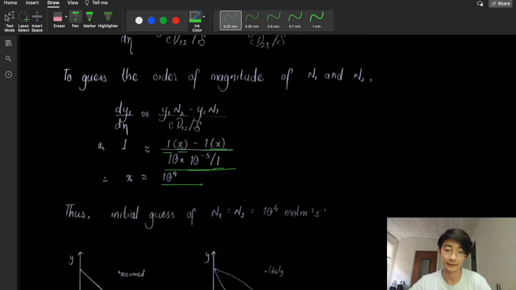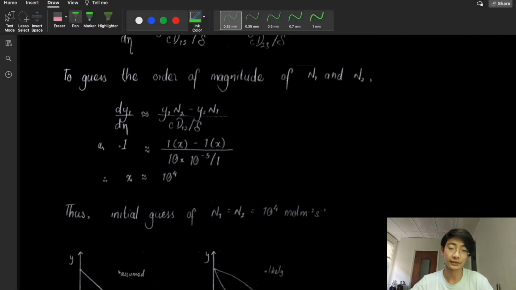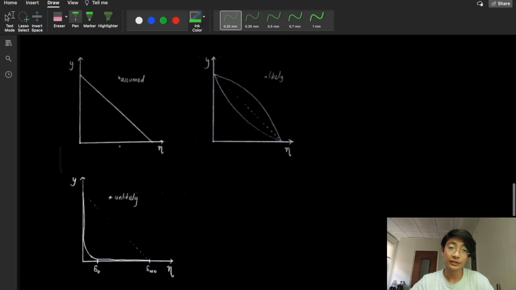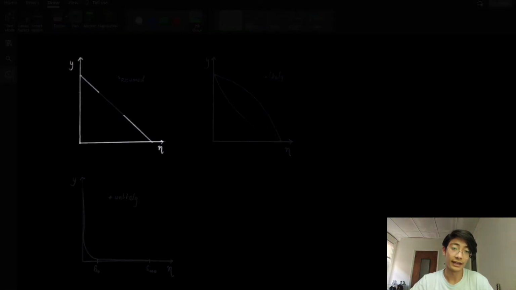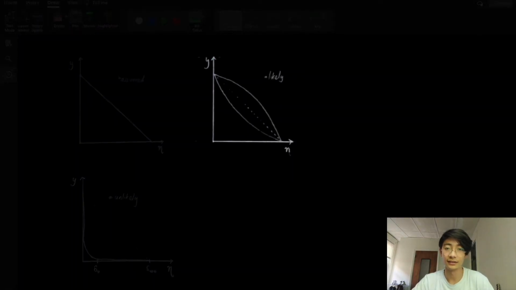Now, why was the guess that dy over d eta equal to 1 a good assumption? Let's take a look. According to my assumption, the graph of y and eta should look like this. But does it actually look like this? The answer is probably not. It most likely looks something like this, which is close to the gradient being equal to 1, but it's not exactly 1. It might be somewhere like 0.1, 0.2, 0.3, something like that.